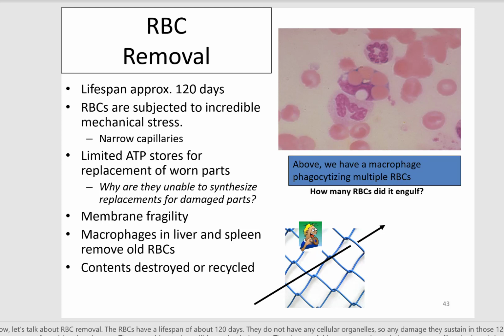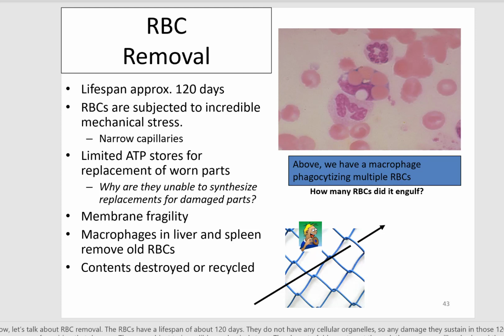So their membranes become more frail as there's more oxidative damage on the lipids found in the membrane. Proteins also sustain oxidative damage. The cells become progressively more fragile. Where are red blood cells removed? They are removed in both the liver and the spleen. In the liver, hepatocytes will help with the removal of the red blood cells. More on this in a moment.